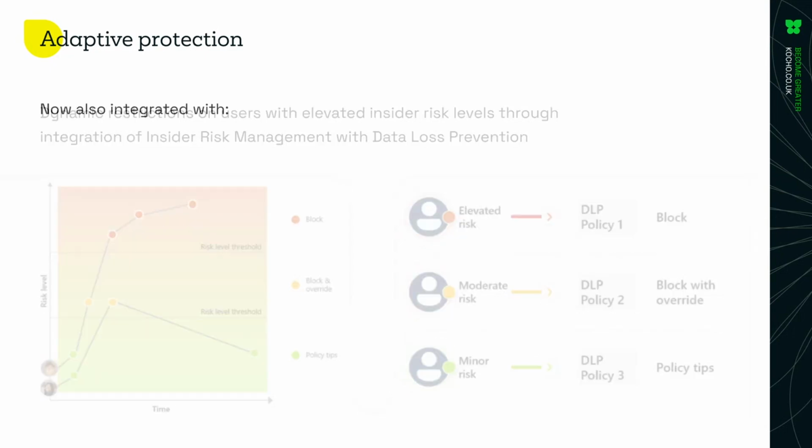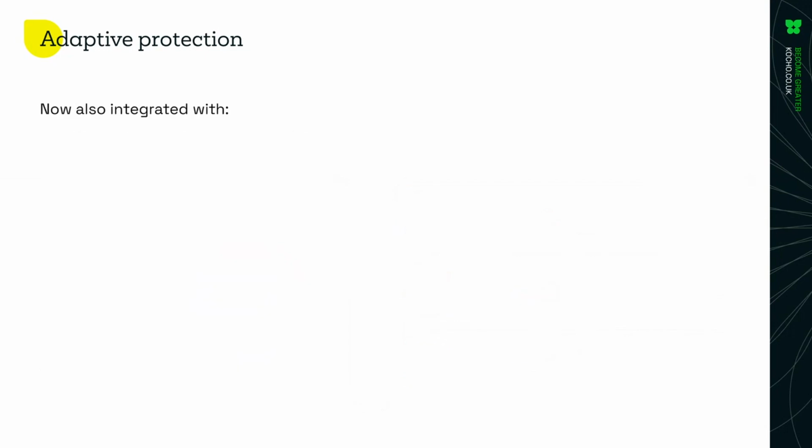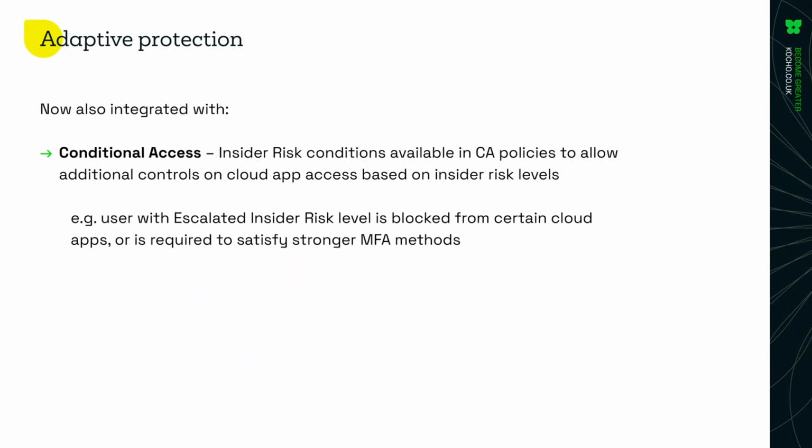But what has become more new is that it's starting to be integrated with other areas. One of the key areas is conditional access. So it's bringing the insider risk level condition into CA policies in the same way that there is a sign-in risk and a user risk level. So you also now have the insider risk. And that means you can start, based on what insider risk management is telling you about a user and assigning them an escalated risk level, we could say, okay, for certain cloud apps, I'm going to block you because you're an elevated risk at the moment. So I don't think you should have access to some of our sensitive cloud apps, so I'm going to block it.